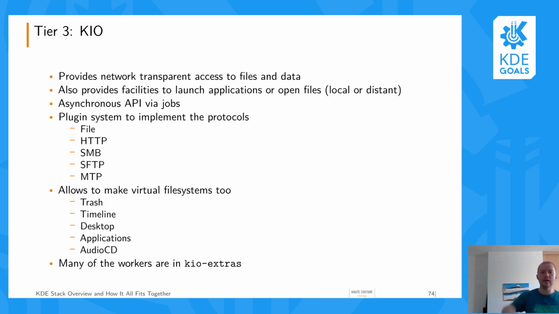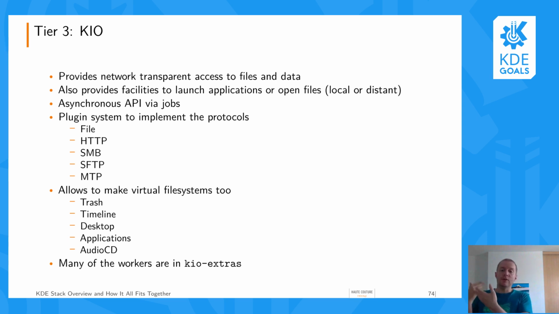All right, tier 3 again, an important one for different reasons. That's KIO, which provides network transparent access to files and data. It also allows launching applications and opening files. All of its API is asynchronous via jobs. And then it's extended via a plugin system, which allows implementing the different protocols: file, HTTP, SMB, and so on.